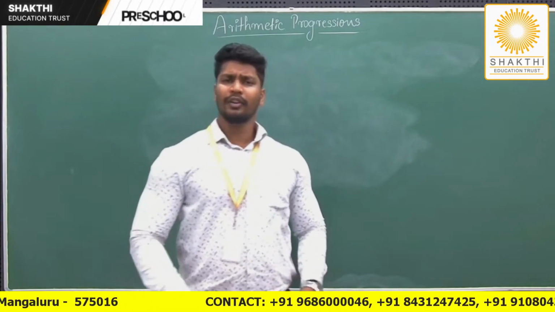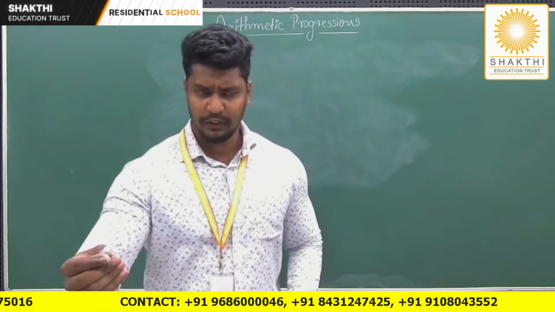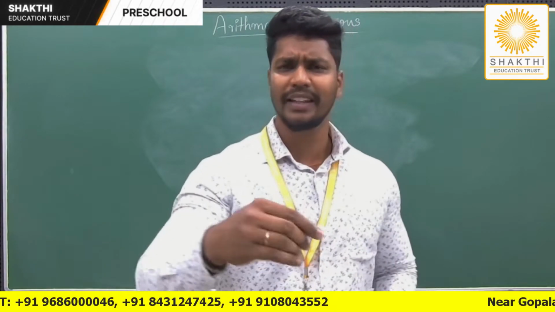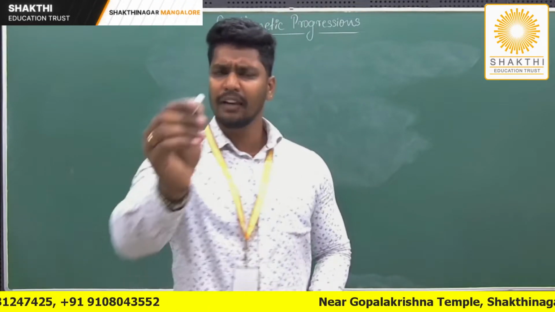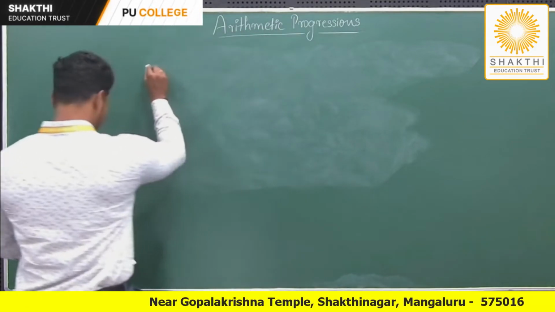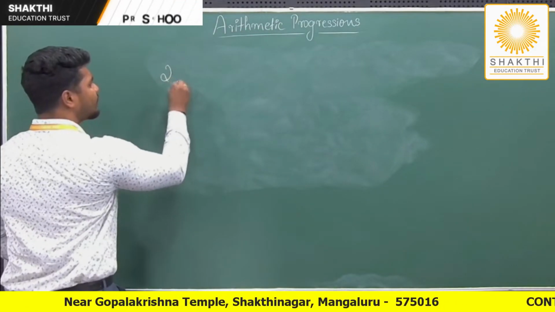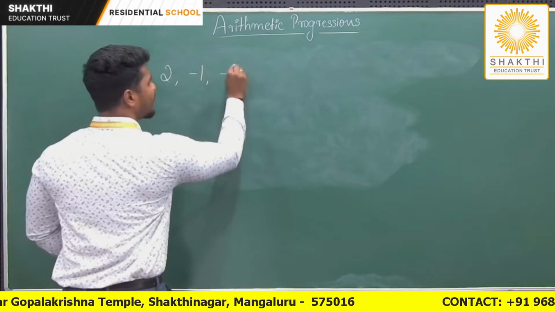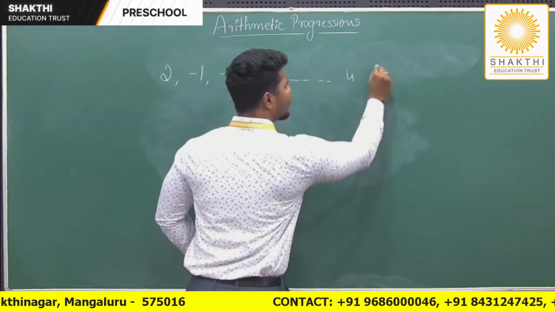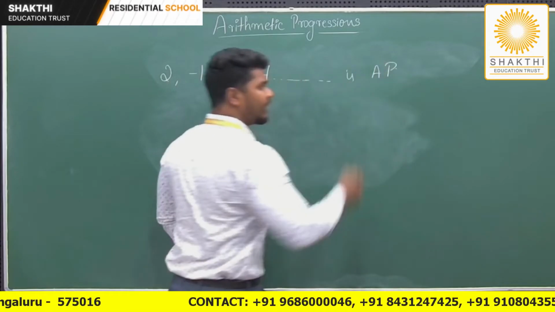Now solving a few sums about AP. For example, if the AP is given, how do I find the common difference? How do I find the nth term? How do I find the 10th term or the 12th term, whatever that is? I will consider an example. First one, let us consider an AP. I'll say we have an AP that is 2, minus 1, minus 4, minus 7 and so on, as a given AP.